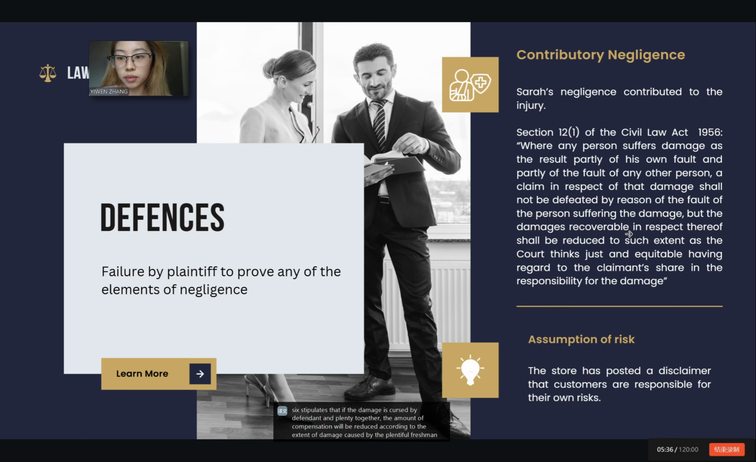Fresh Mart can claim that Sarah's negligence contributed to her injury, or they can claim that they had posted a disclaimer that customers are responsible for their own risks, if they really had done this. However, it's unlikely they can defend the assumption of risk successfully, because even if they did post a disclaimer, it's unfair and unreasonable.